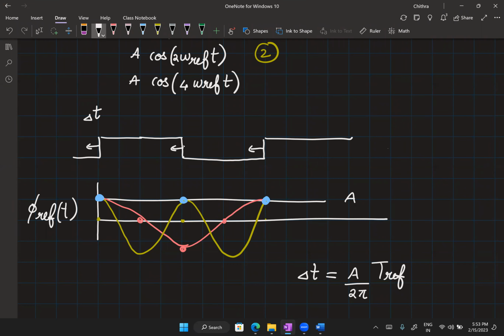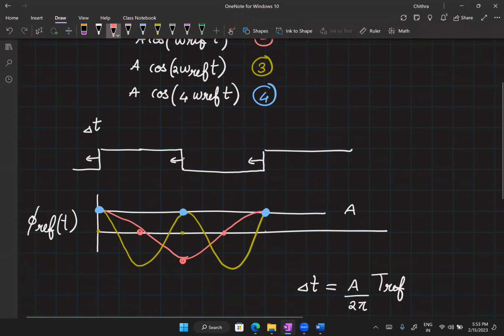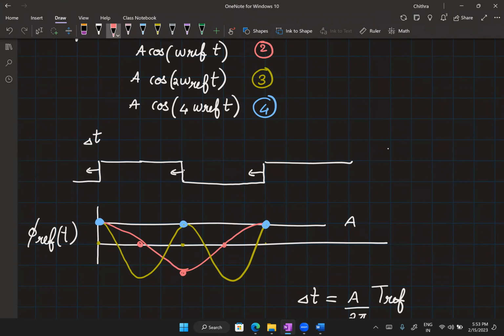Now, if I take case 2, so this is 3. What happens for case 2? At this node, it is going to advance by delta t. Here, it is going to delay by delta t. Here, it is again going to advance by delta t. Case 3, all these edges are going to advance by delta t. Case 4, again, everything is advanced by delta t.